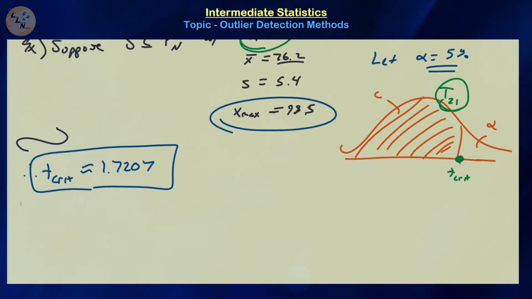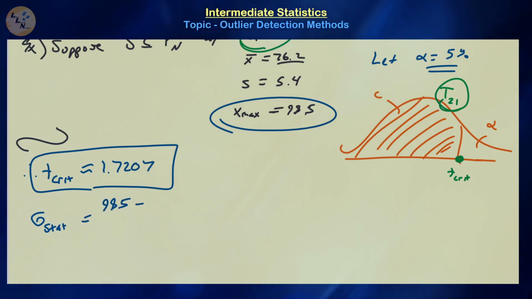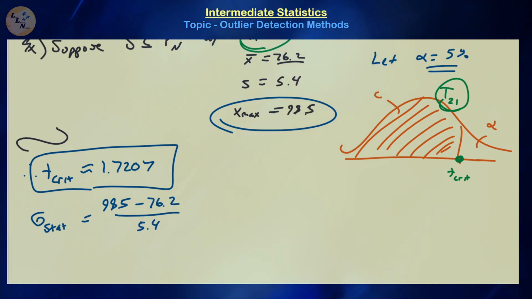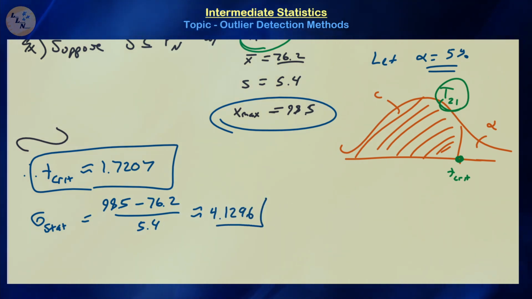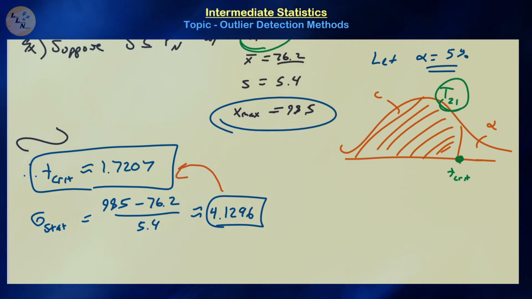So what is our test statistic? So our test statistic, our G test statistic, is going to be equal to 98.5, that's our maximum, minus the mean, 76.2, all over the standard deviation of 5.4. That's going to be approximately 4.1296. Now, do we compare this to the T critical value? No. You compare it to the G critical value.